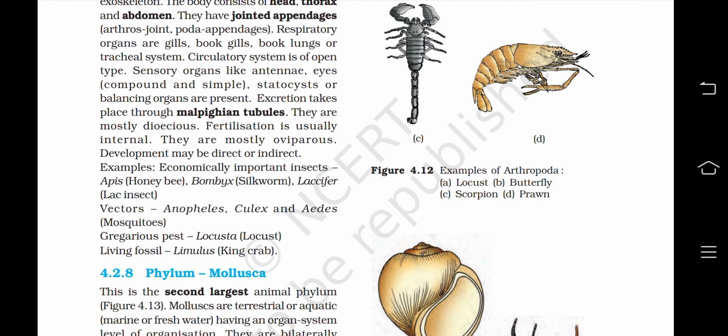Here comes the end of the second part of chapter 4, Animal Kingdom, of class 11th biology.